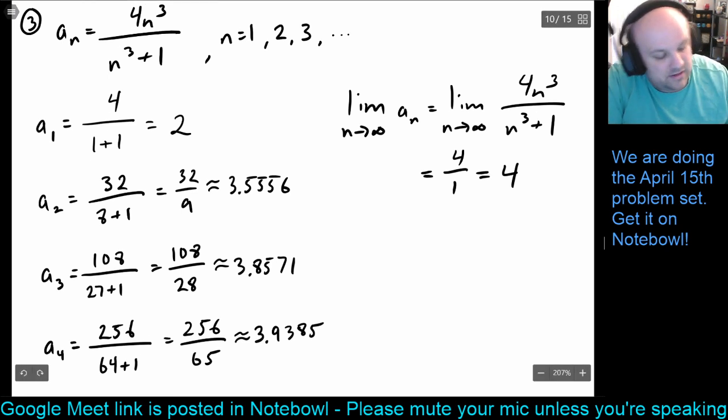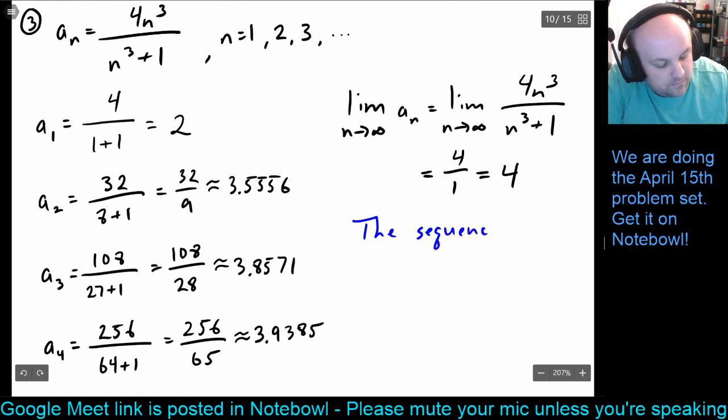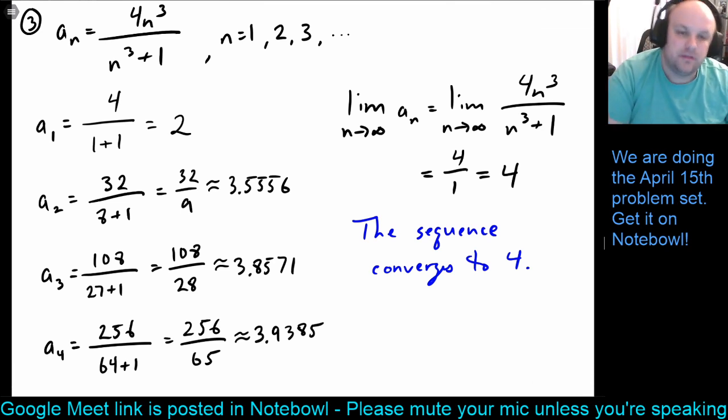And so we would say here that the sequence converges to 4. Right. Any questions about that one? That seem to be all right?